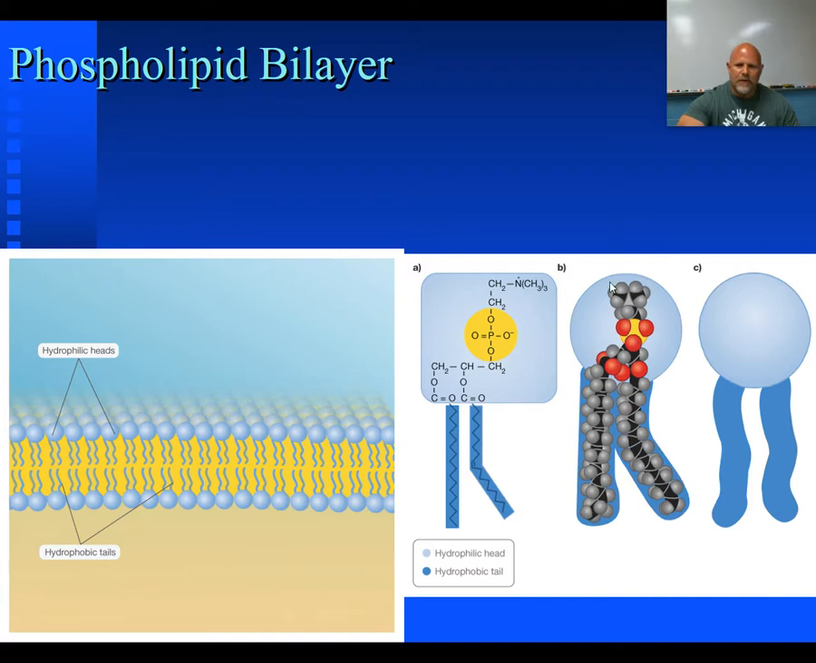The phosphate group is polar and attracted to water, and the fatty acid tails are non-polar and not attracted to water. And so what we end up forming in our cells is a bilayer where the fatty acid tails can point to each other and the phosphate heads can point both outside where there's water and inside of the cell where there's water. And so the molecules are all happy.